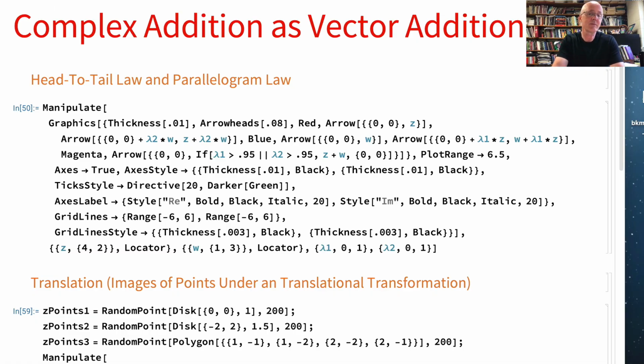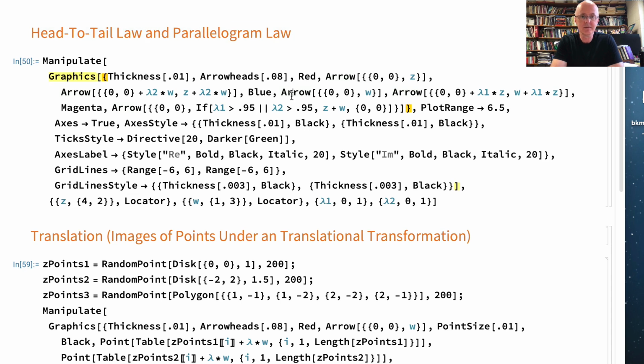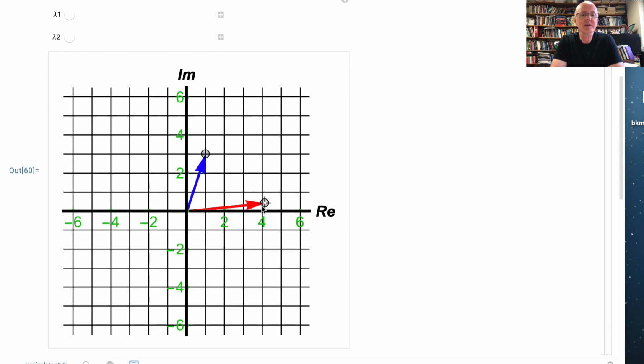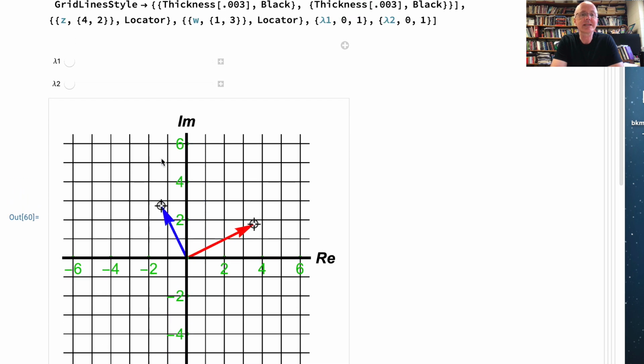As you might expect from the first two videos, I've got Mathematica demonstrations of these things. First of all, the head-to-tail law and parallelogram law. This code generates this visual that you see right here. I can move these locator things around and change what my vectors are, what my complex numbers are. When I move these sliders, those translate the vectors parallel to where they start, and I get the resultant sum showing up.